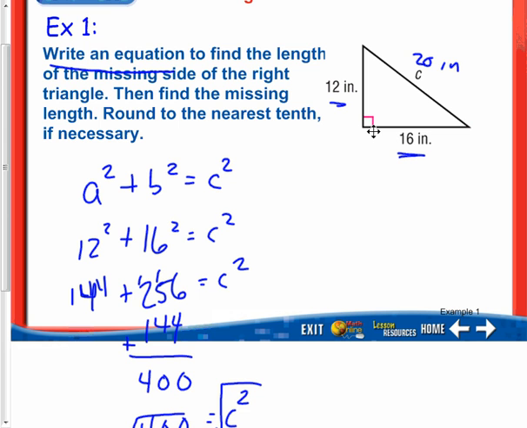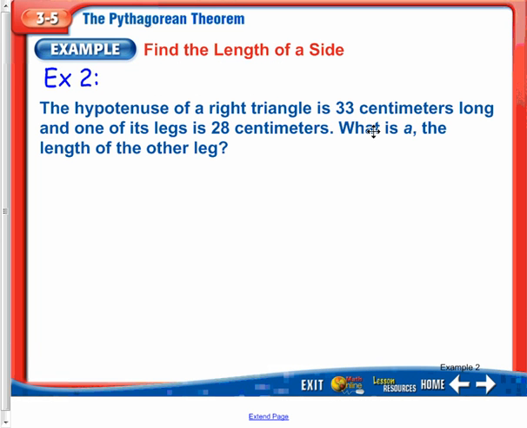Because all the numbers fit into the Pythagorean theorem. For example 2, it says the hypotenuse of a right triangle is 33 centimeters long. So if you needed to, you could always draw yourself a right triangle. And remember that whenever we're talking about the Pythagorean theorem, we're always talking about right triangles. It's never any other kind of triangle. So the hypotenuse is 33 centimeters.